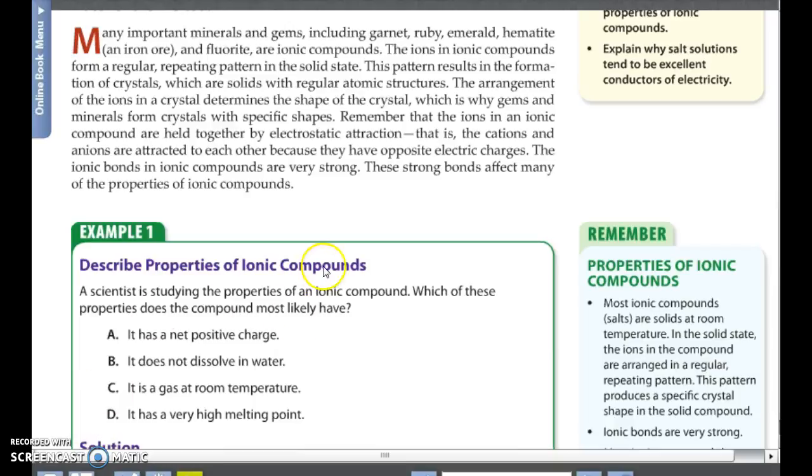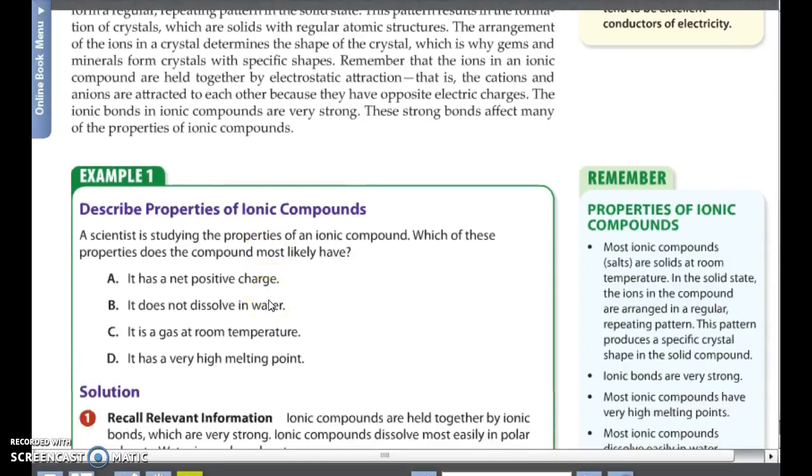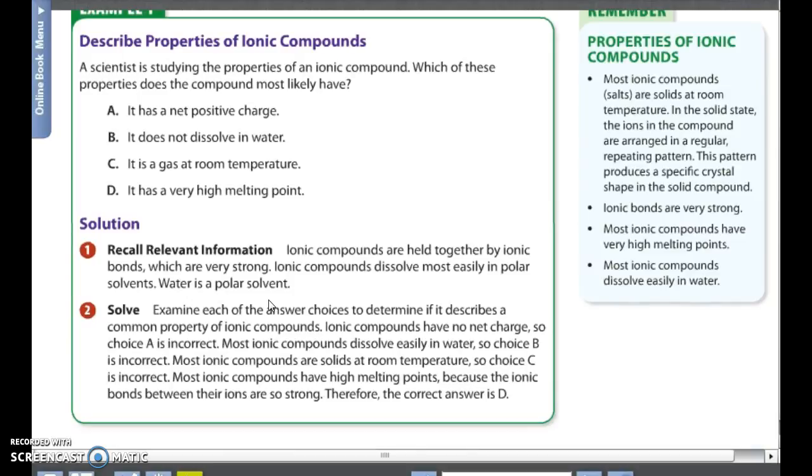So again, if we're thinking of ionic compounds, what should be in your mind? Table salt. So which one of these are true? Hit pause if you need to think about it. And the correct answer is D, because the net charge is going to be how much? Zero. The total charge of the whole compound is zero, even though it has positive parts and negative parts. They add up to zero. They will dissolve in water, and usually they're solids.